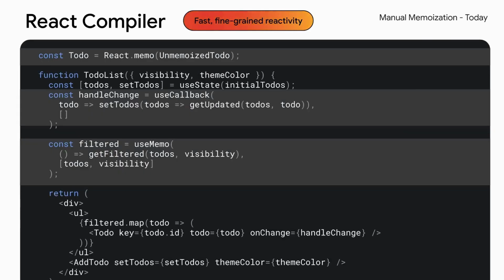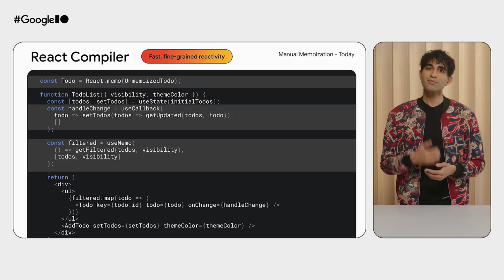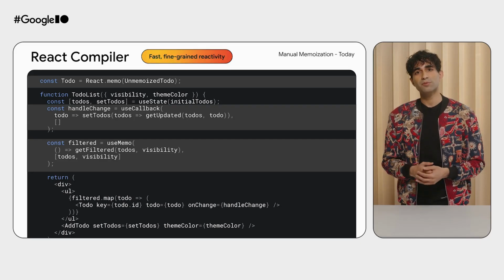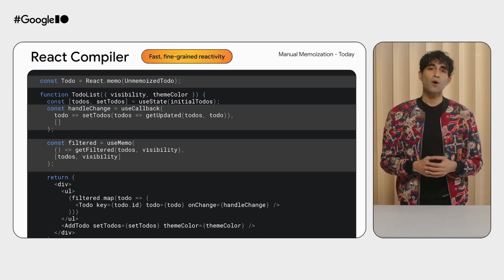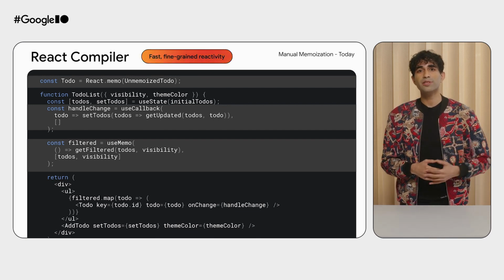We find ourselves resorting to manual memoization techniques, such as useMemo, useCallback, and React.memo to optimize our components. Now, while these techniques work, they can make our code harder to read, understand, and maintain. Here's an example of a to-do list component that uses manual memoization. As you can see, the code is more verbose and harder to reason about.